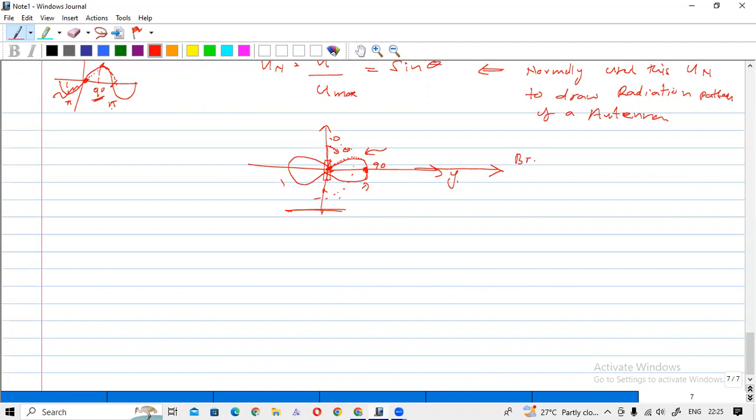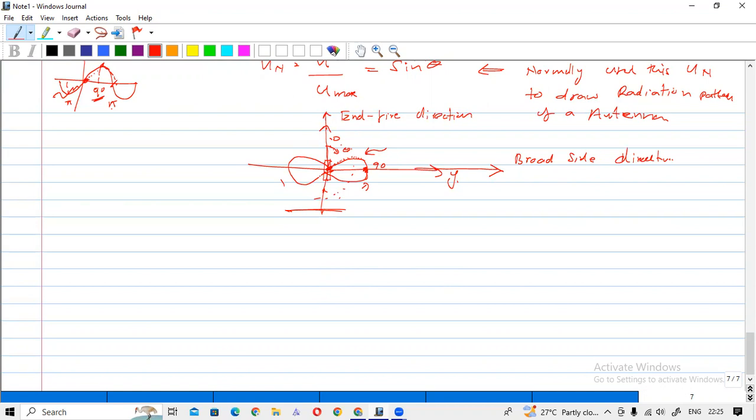And this direction we normally refer to as the broadside direction. And the direction parallel to the antenna, we normally refer to as the end fire direction. So you have broadside direction and end fire direction.